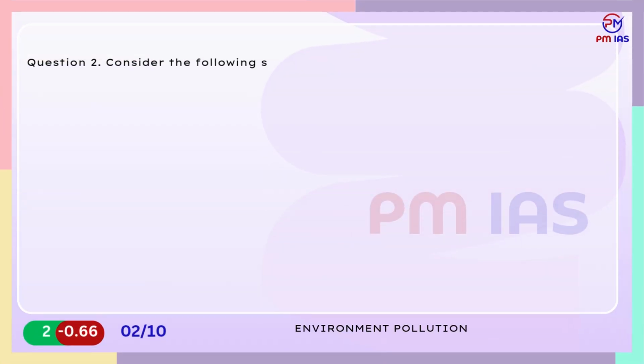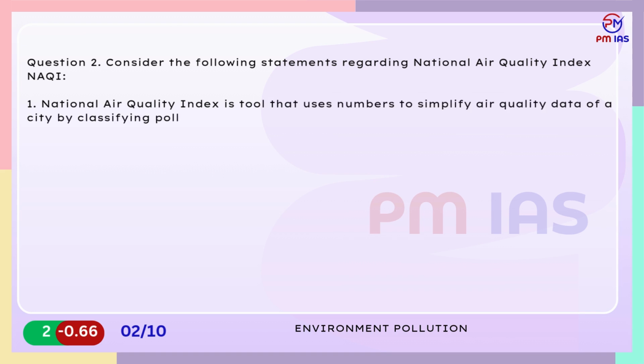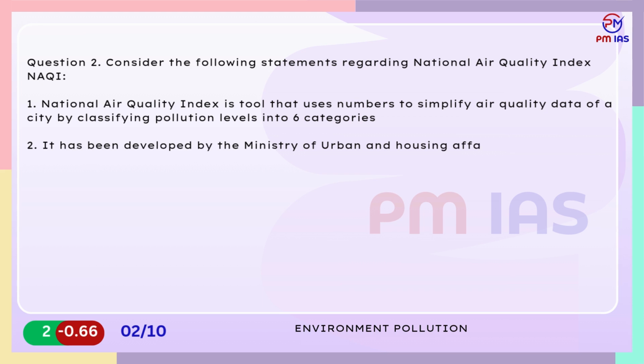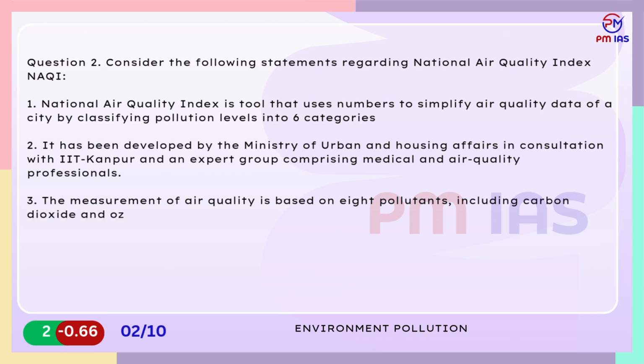Question 2. Consider the following statements regarding National Air Quality Index (NAQI). 1. National Air Quality Index is a tool that uses numbers to simplify air quality data of a city by classifying pollution levels into 6 categories. 2. It has been developed by the Ministry of Urban and Housing Affairs in consultation with IIT Kanpur and an expert group comprising medical and air quality professionals. 3. The measurement of air quality is based on 8 pollutants, including carbon dioxide and ozone. Which of the statements given above are correct?